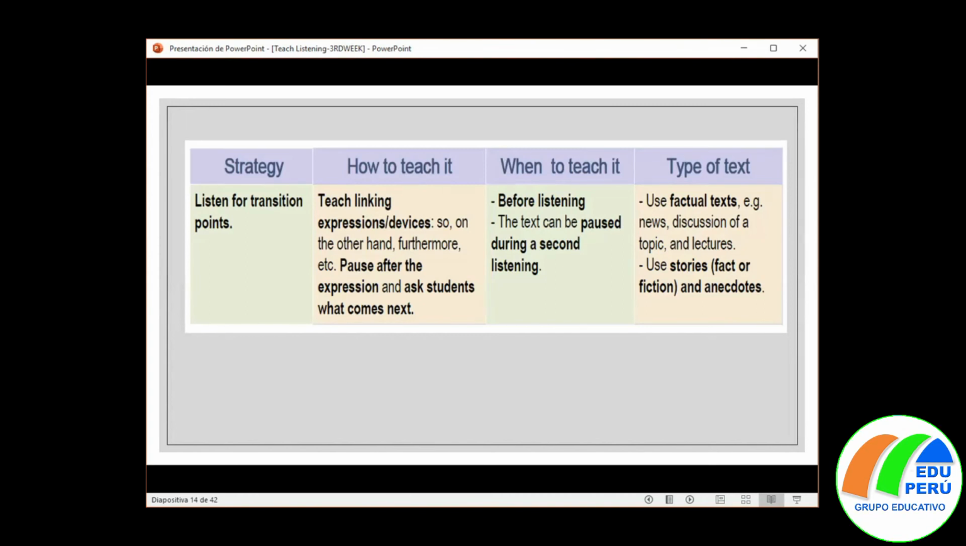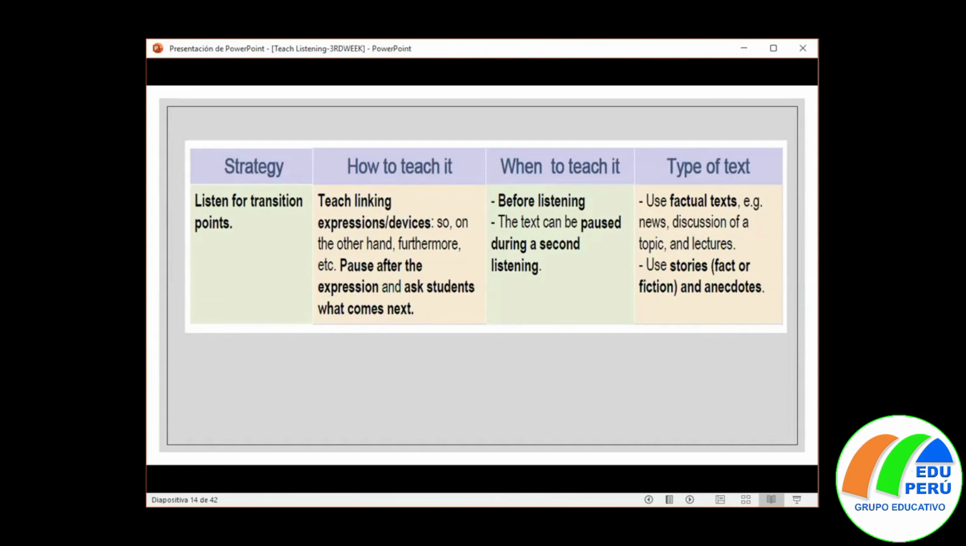When to teach it? Before listening. The text can be paused during a second listening too. So you could use it before listening or while listening. You can pause during a second listening. So they listen to the audio for the first time and then on the second time, you make the pause specifically where the expression or device of transition is. And they need to remember, oh yeah, what was the next part? So they started to cry. Oh, no, teacher. Yeah, I remember that the audio says, so they started to paint.